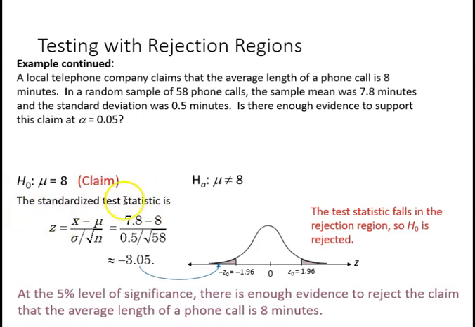Here we have our test statistic calculated by subtracting the population mean, which is from the claim, from the sample mean. Our 58 phone calls gave us an average of 7.8, and then we divide by the standard deviation of 0.5 over the square root of the sample size of 58, and what we find is negative 3.05. That test statistic falls in the rejection region, so the null, which is mu equals 8, is rejected. At the 5% level of significance, there is enough evidence to reject the claim that the average length of a phone call is 8 minutes.